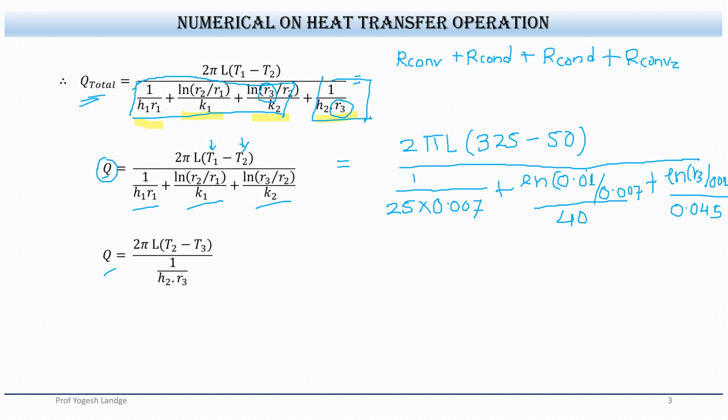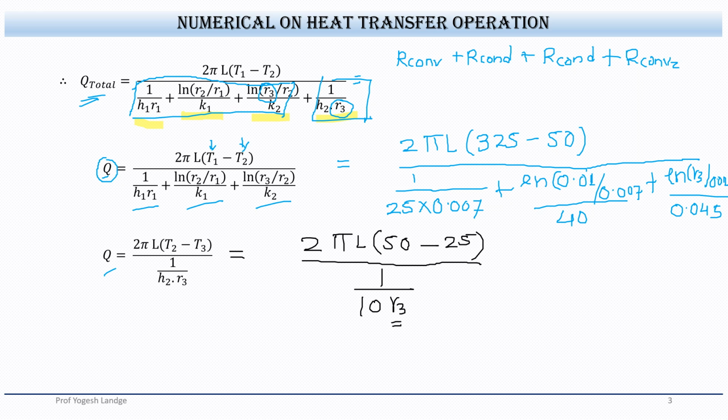The second case, from this one, I am writing, is again 2 pi L into the T2, the surface temperature of the insulating material, minus the surrounding temperature 25, divided by 1 upon H2 value, which is given as 10, multiplied by R3. We do not know the value of R3 because we need to calculate it. So here R3 is here and R3 is here. So we equate these two equations.